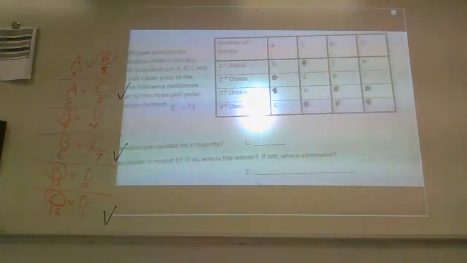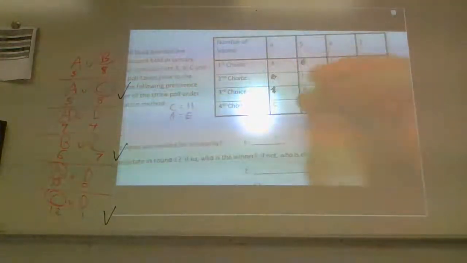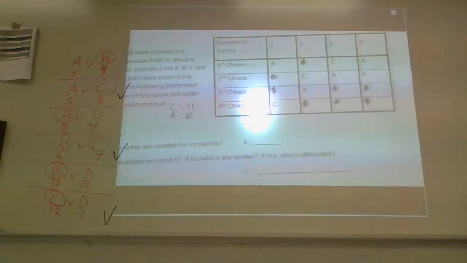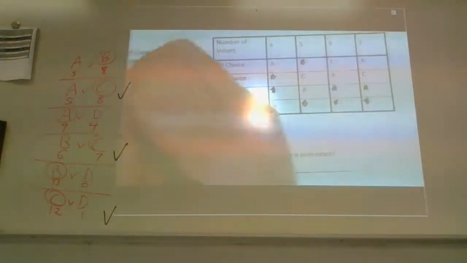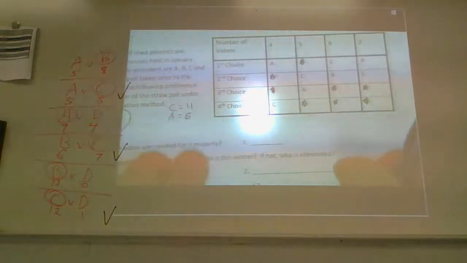A is now still at 6. C ends up being the winner. Some of the questions are already right there. There we go. Well, it says to find the winner using plurality with elimination. C wins. Yay.